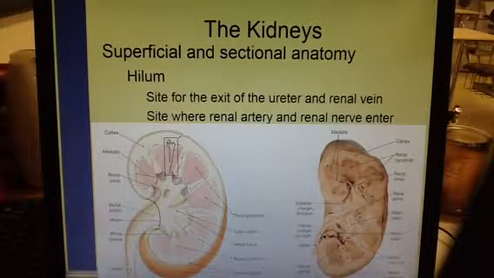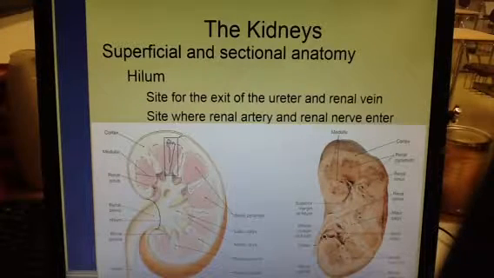Okay, in this video we're going to focus on the anatomy of the kidney. We're going to look at the superficial anatomy. We'll talk about the sectional anatomy as well. He doesn't have a ton of stuff pinpointed on each slide, so we're going to stay on this slide and point out some important features of the kidney here.